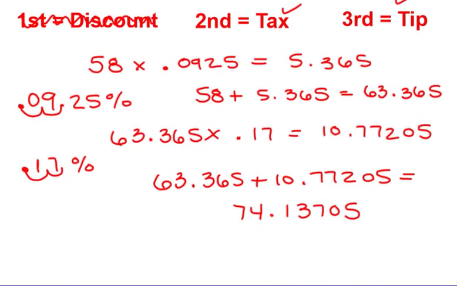Now let's round. So we underline the hundreds place, draw our stick, circle the next number. The 7 tells us to go up. That 3 becomes a 4. So the total cost after the tax and tip for your haircut is $74.14.